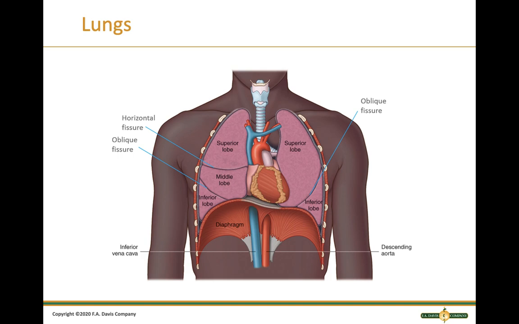You can see on the right side there are 3 lobes of the lungs. On the left side there's only 2 lobes. That's because the heart takes part of that area.